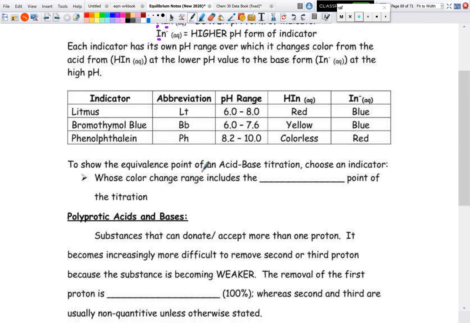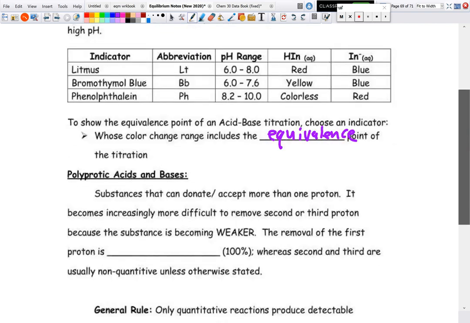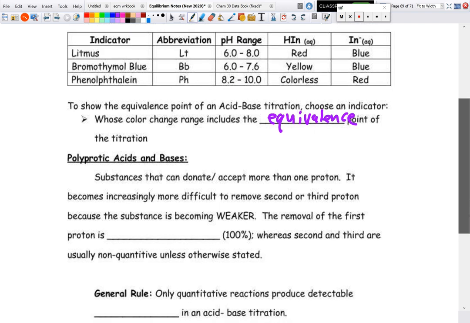Now, to show the equivalence point of an acid-base titration, we choose an indicator whose color change range includes the equivalence point, which I just showed you. So that is how, if you look at any graph, as long as the pH range is in right there, and even with the previous one on the previous page, even bromothymol blue might be good because this range is close to, or even the litmus might work as well.